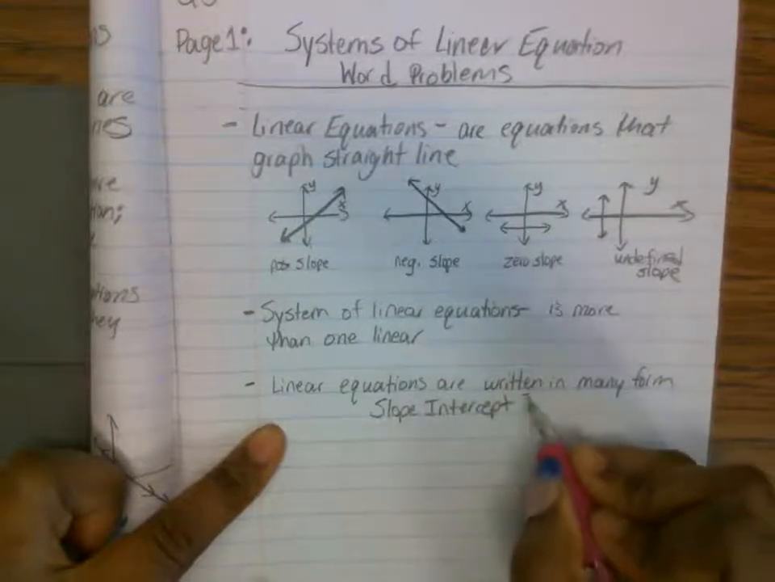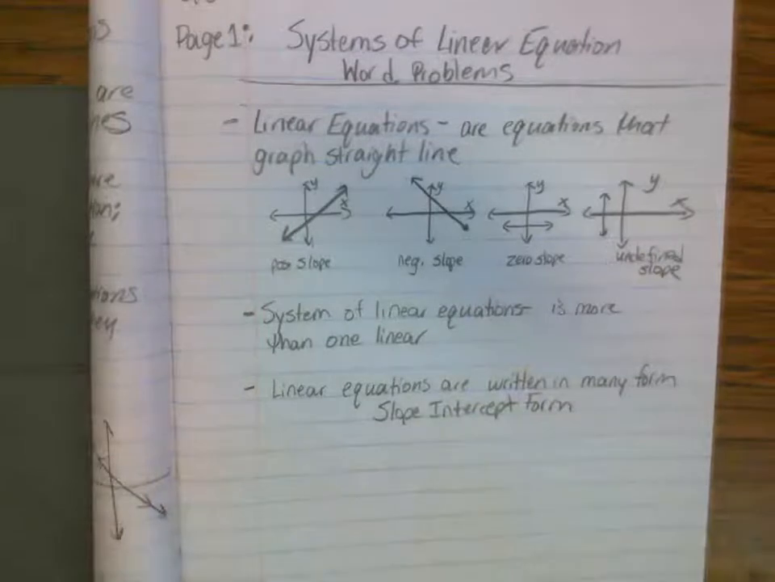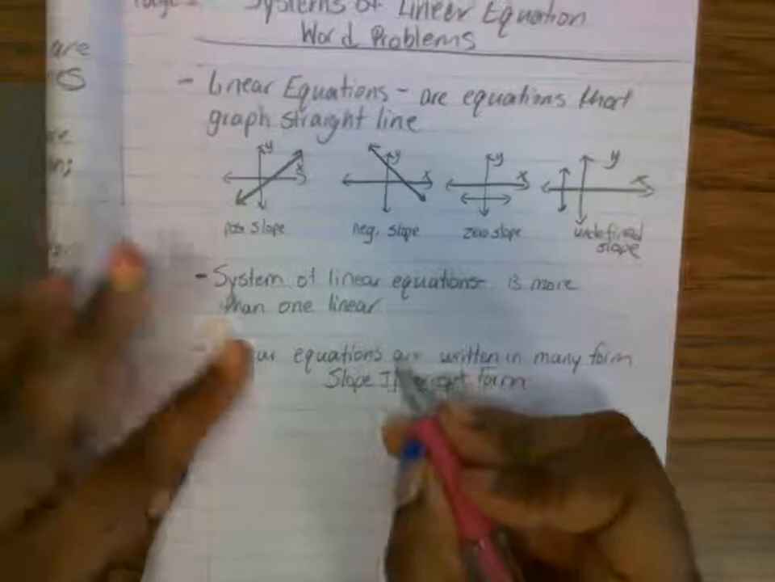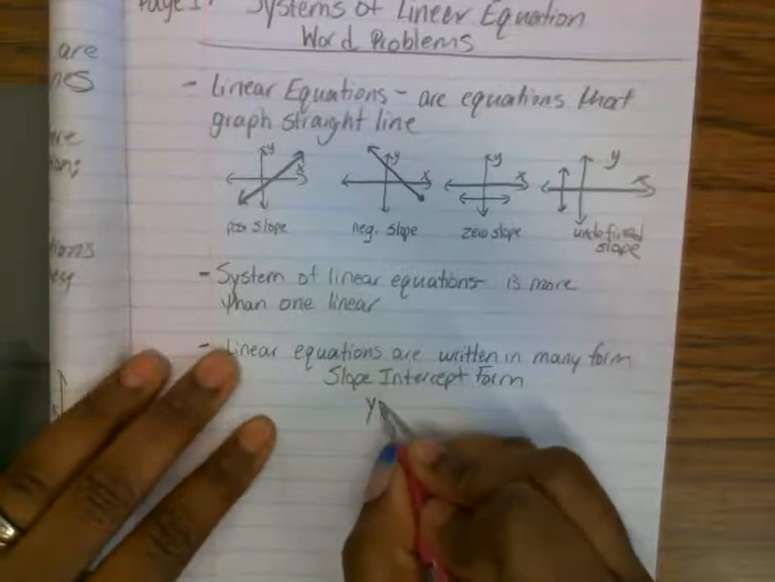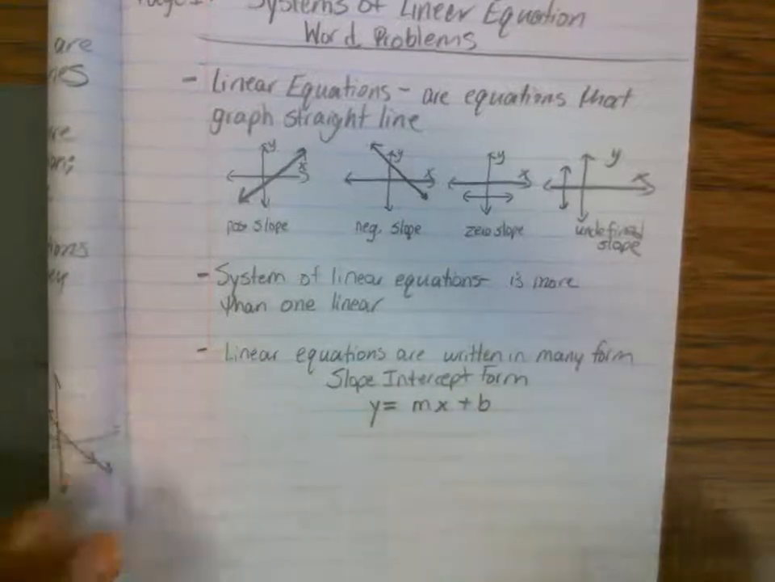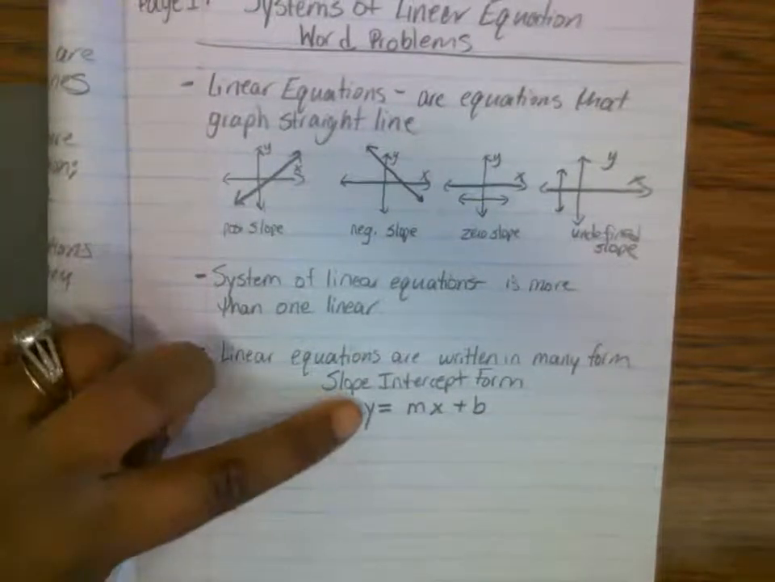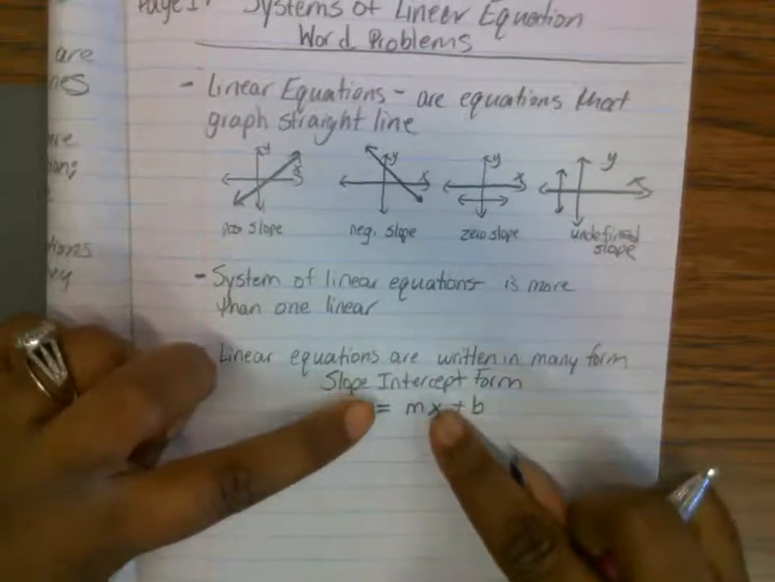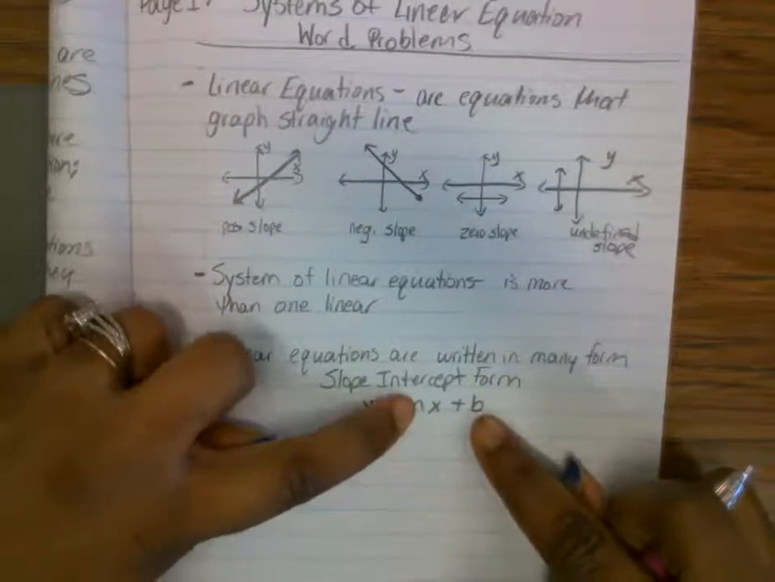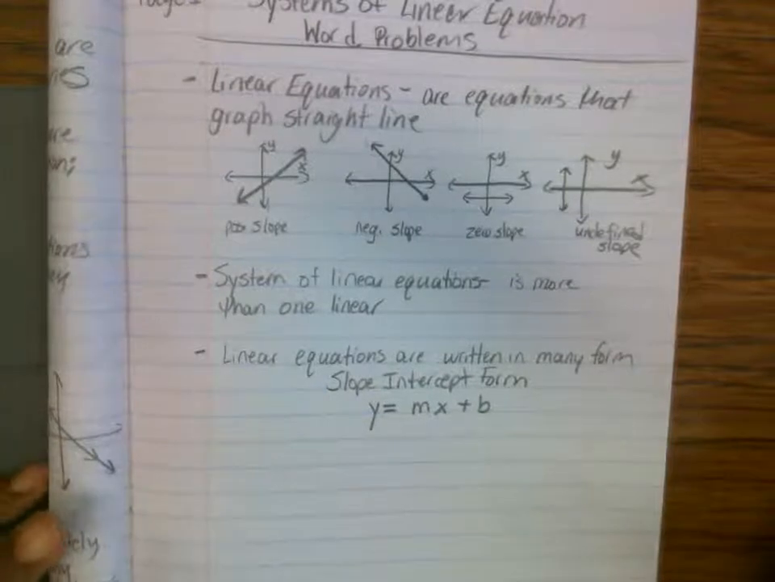Remember we talked about a form as the way something looks. When an equation looks this way, this is the type of form it is. And it looks like this: y equals mx plus b, where your x and y, you leave the way they are, and m and b are numbers.